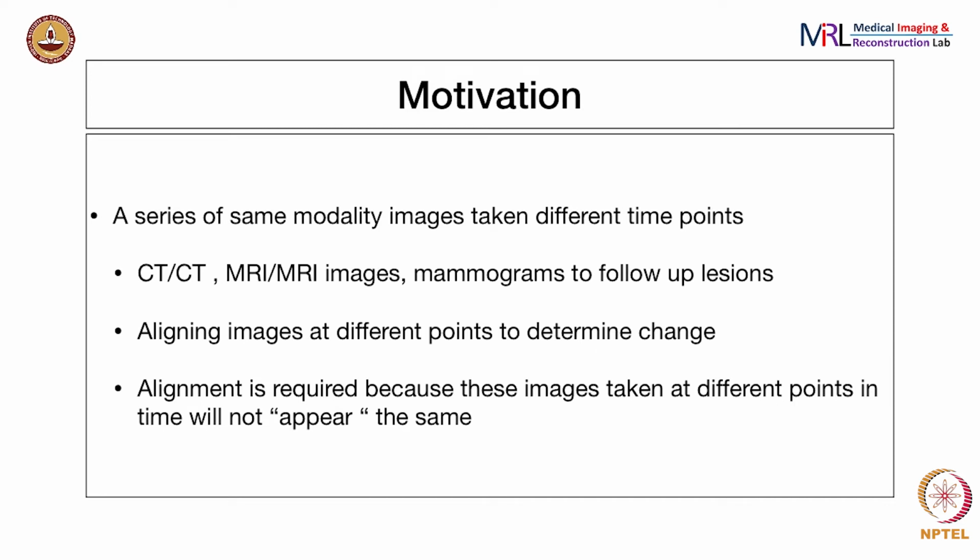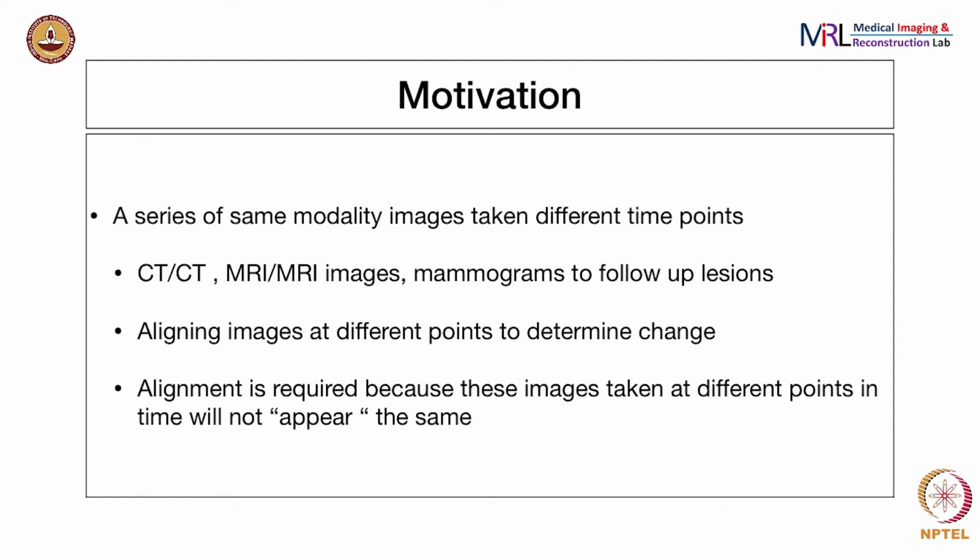So you might say, well, it's the same patient. In this case, we are talking about the same patient. Then why would we need alignment? Because even though these images are of the same patient, they are taken at different time points and they will not appear the same, primarily because the orientation of the patient, the way he lies in the scanner bed, where the body is oriented, etc., might be different.